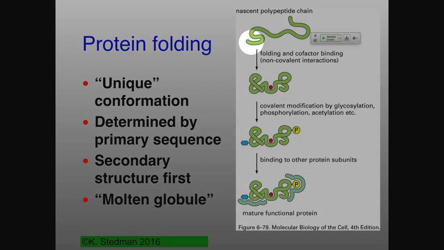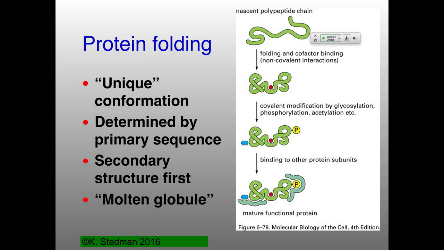Many proteins will also have other kinds of modifications, and when they're finally working, they'll bind to other proteins as well. But we're first interested in this step. When people have looked at this process, what you see is that the first thing that happens, and that's even in that video animation that we looked at, is some secondary structures form, alpha helices in particular, and then sometimes beta strands forming beta sheets.